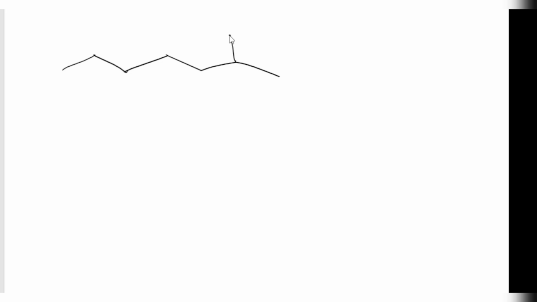Here I will write it like this. Suppose I want to give a number for the parent carbon chain. I have to start from this end. 1, 2, 3, 4, 5, 6, 7. Then what is the IUPAC name for the parent chain? It contains 7 carbons, that's why heptane.